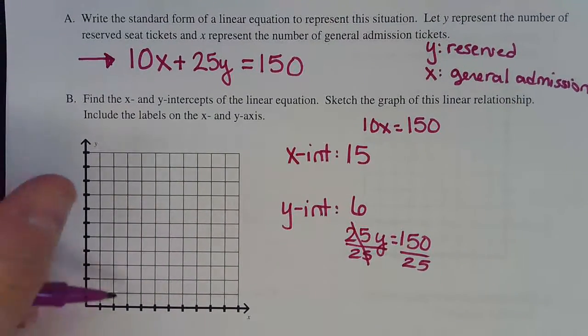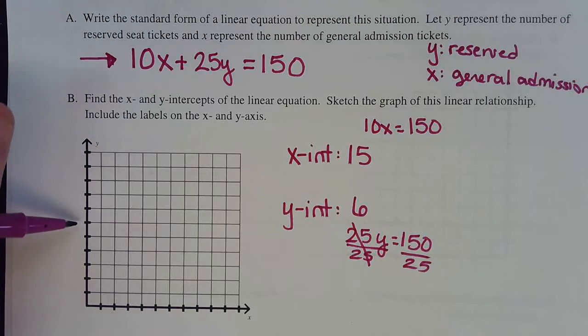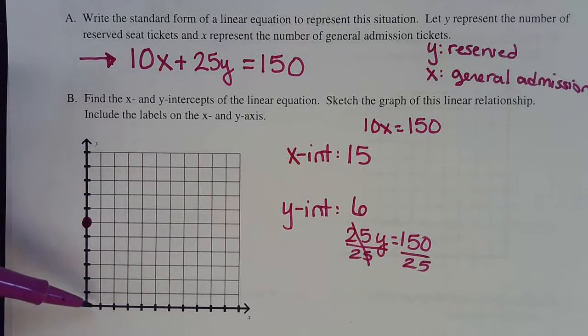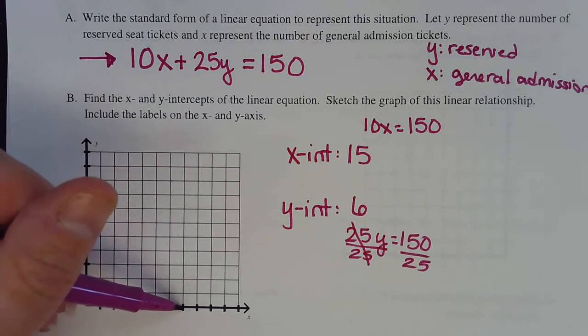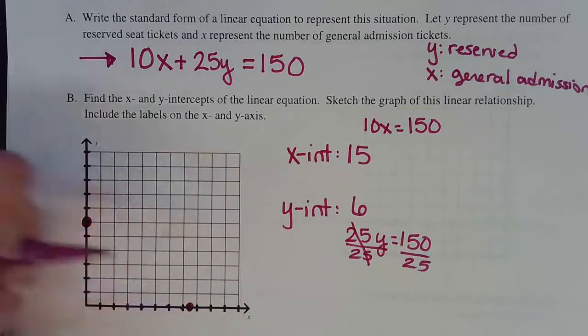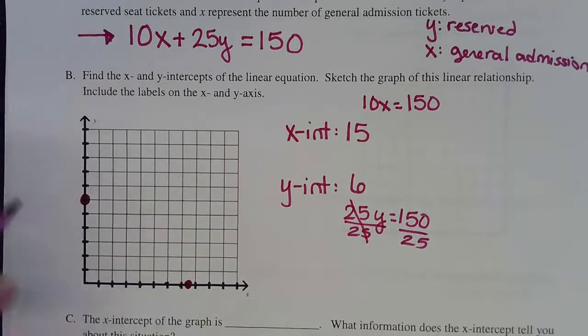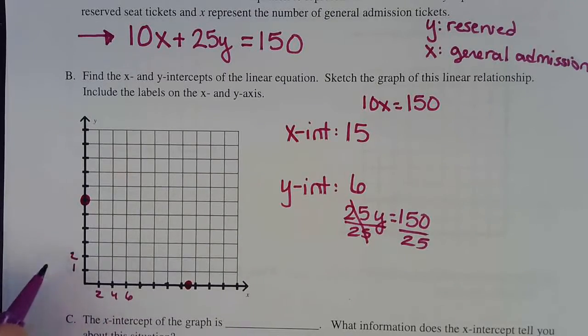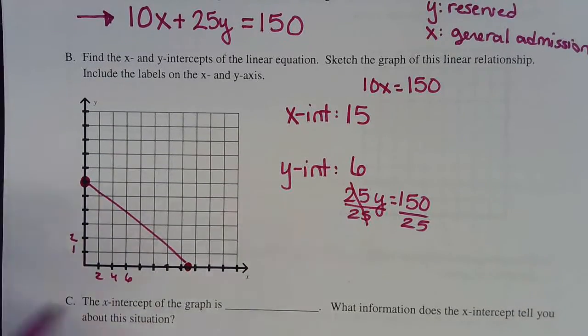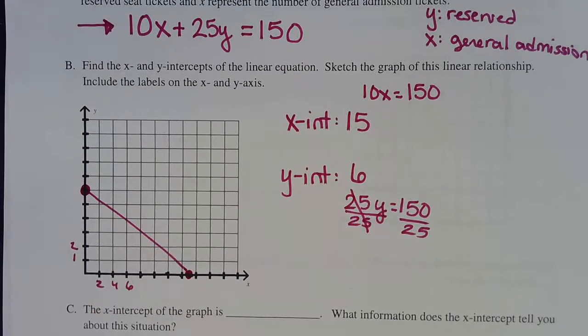So we'll pretend, let's see, 1, 2, 3, 4, 5, 6. So there's my y-intercept. Maybe we're going to have to go by 2s: 2, 4, 6, 8, 10, 12, 14. There's my x-intercept. So the x-axis goes by 2s, and these go by 1s. Graph them. Connect the dots.